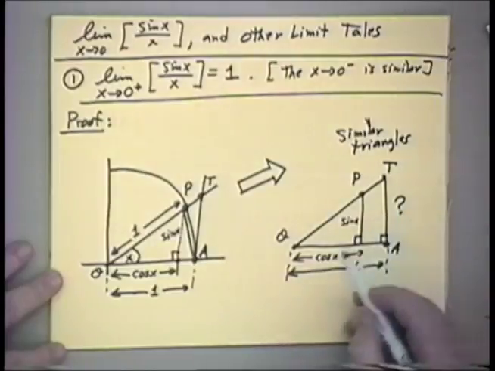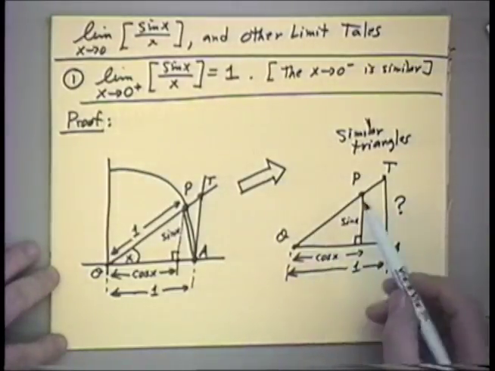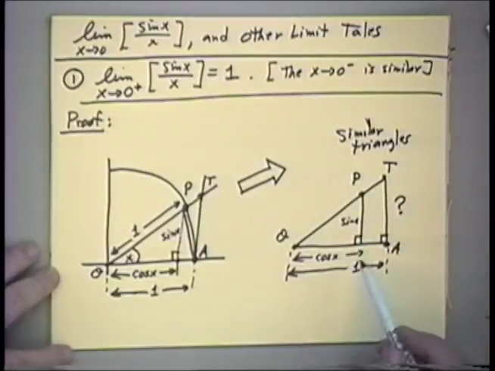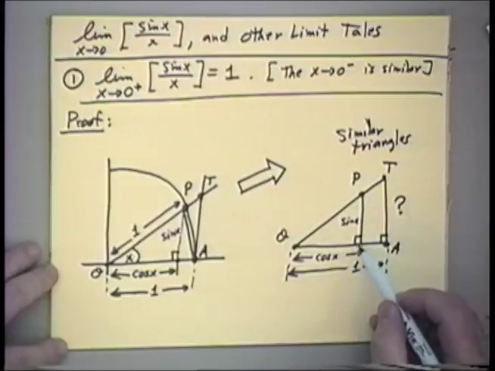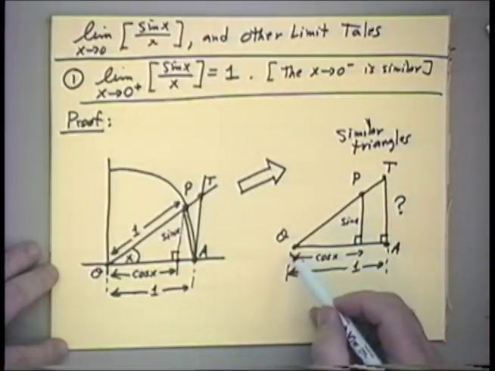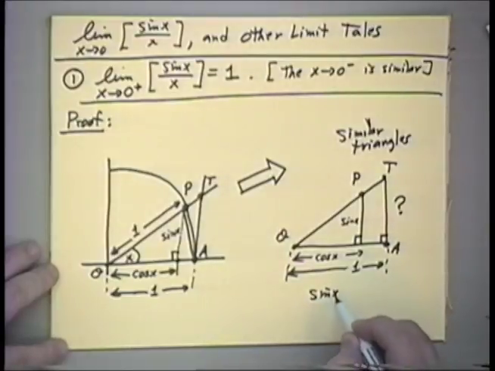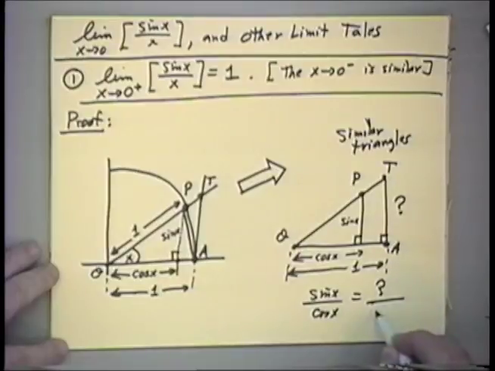That means all three of their angles are identical, and you can see that easily. They have two right angles and they share this one, which makes the third one the same. Since that's the case, the ratio of sine to cosine is going to be the same as the ratio of this unknown side to 1. So sine of x over cosine of x is equal to the unknown side over 1, which means that the length of the unknown side is sine x over cosine x.